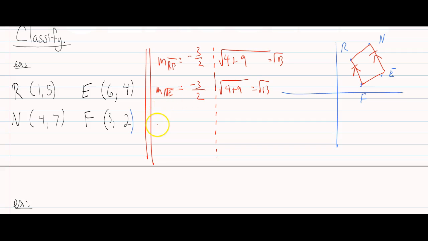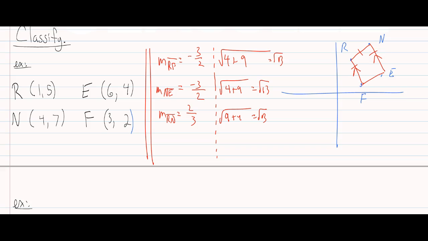Going further, I'm going to look at the other sides. We'll look at segment RN, calculate that slope. 7 minus 5 is 2, 4 minus 1 is 3. And calculating this distance, 9 plus 4 is also root 13. So it's a parallelogram. We have congruent sides, so it's at least a rhombus.